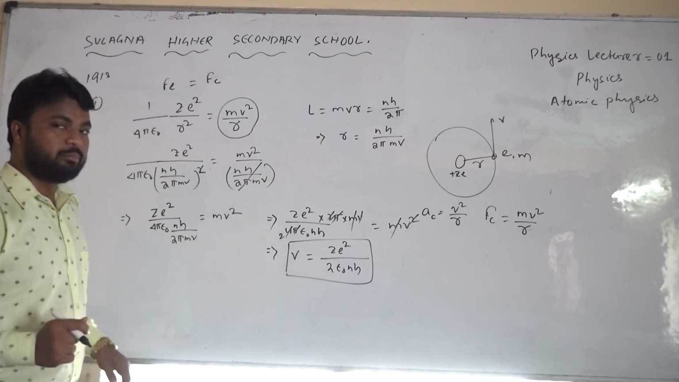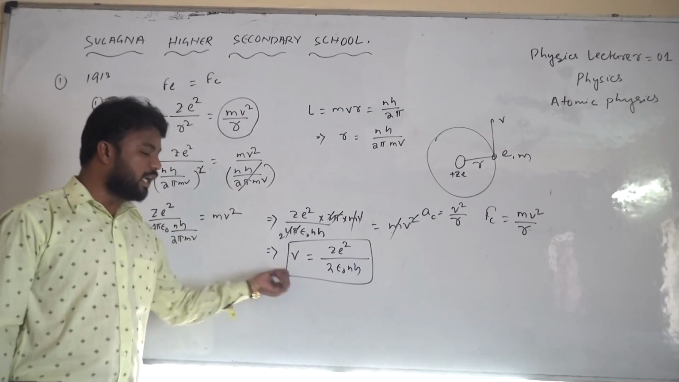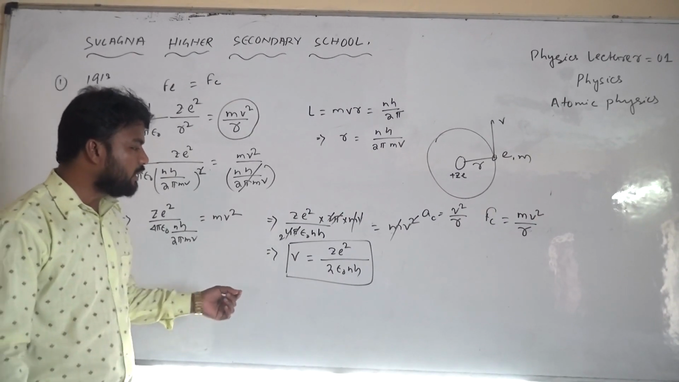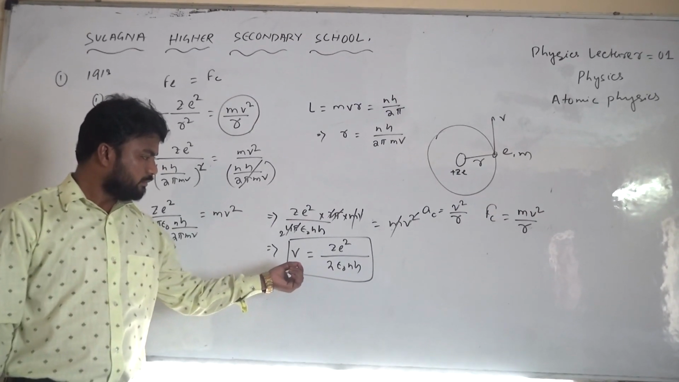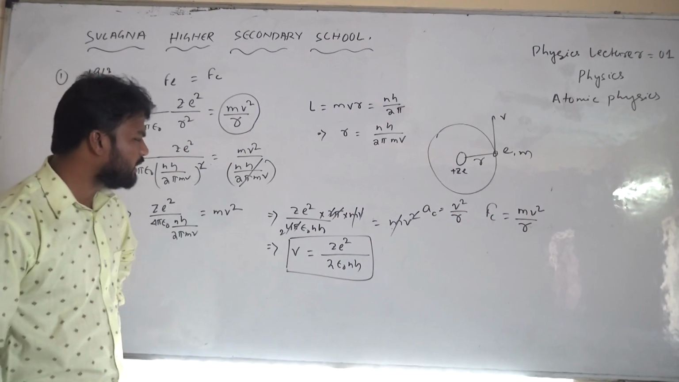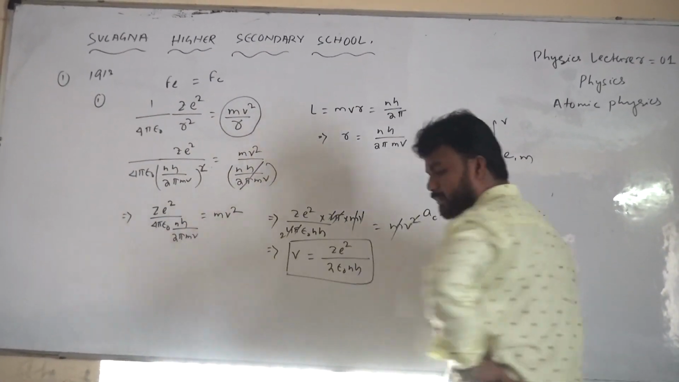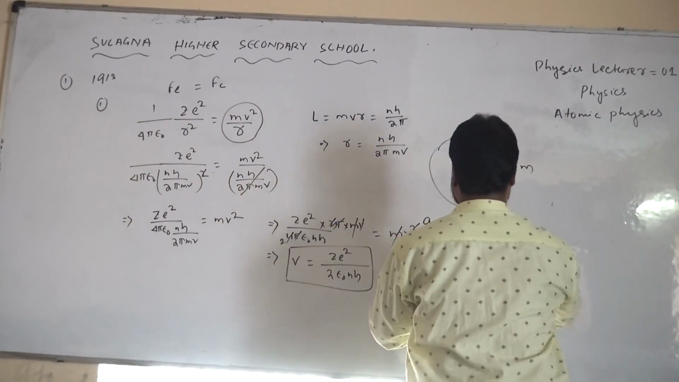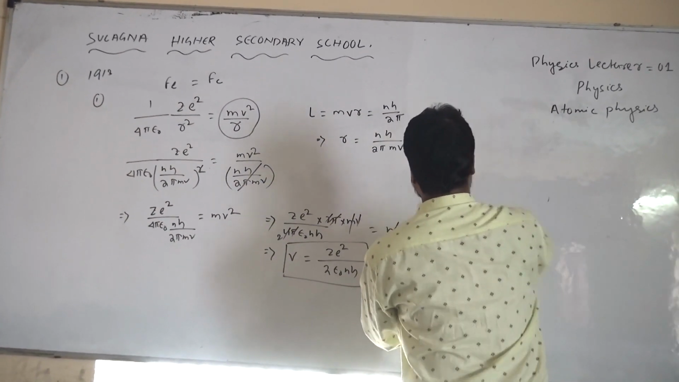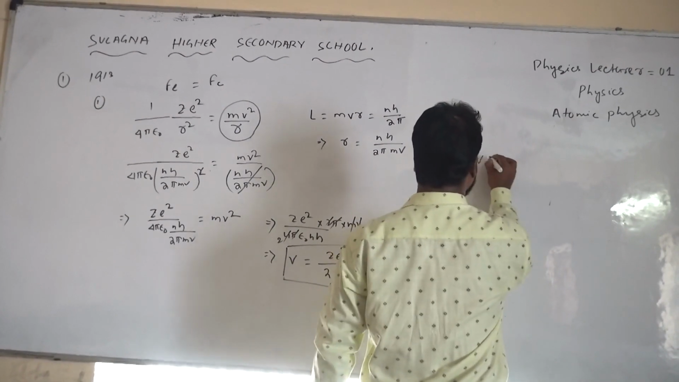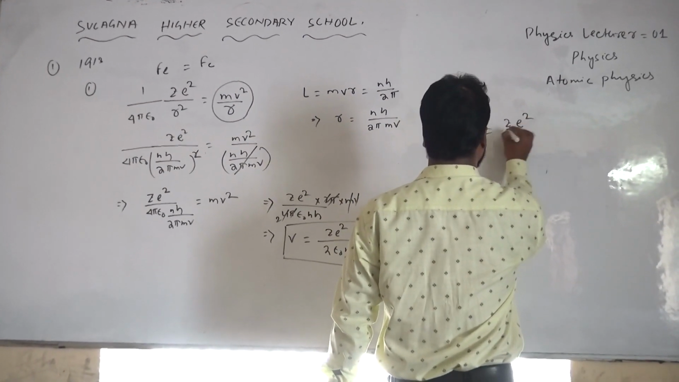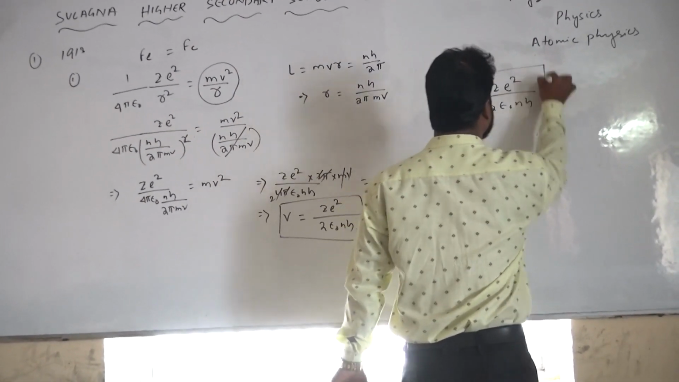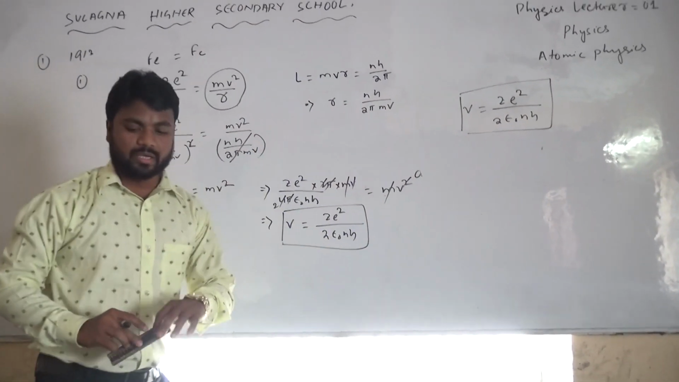That is your velocity of the electron in the nth orbit. That means v is equal to z square by 2 epsilon naught and h, the velocity of the electron in the nth orbit.